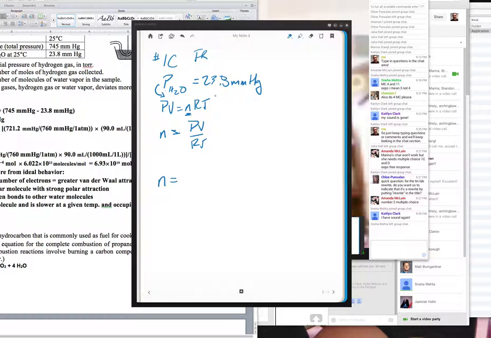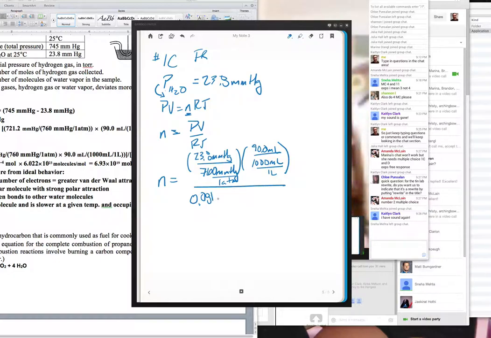So you have to have the pressure in atmospheres. So you're going to have 23.8 millimeters of mercury divided by 760 millimeters of mercury, because that's going to give you the atmosphere. Then that's the pressure. Then the volume, they said it's 90 milliliters, and it has to be in liters. So you're going to have 90.0 milliliters divided by 1,000 milliliters, because there are 1,000 milliliters in 1 liter, over R and T. And R, of course, 0.08.